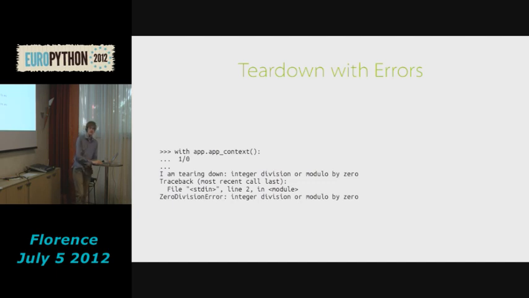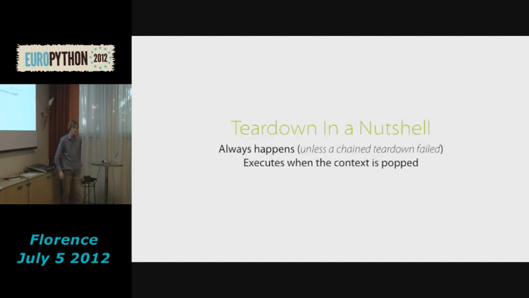What's important about teardown functions is that they always execute. You can't prevent them from executing, unless one of the other teardown functions in the process of tearing down raises an exception. Then the whole thing just dies. So you have to write the teardown function in a way that they don't raise exceptions.